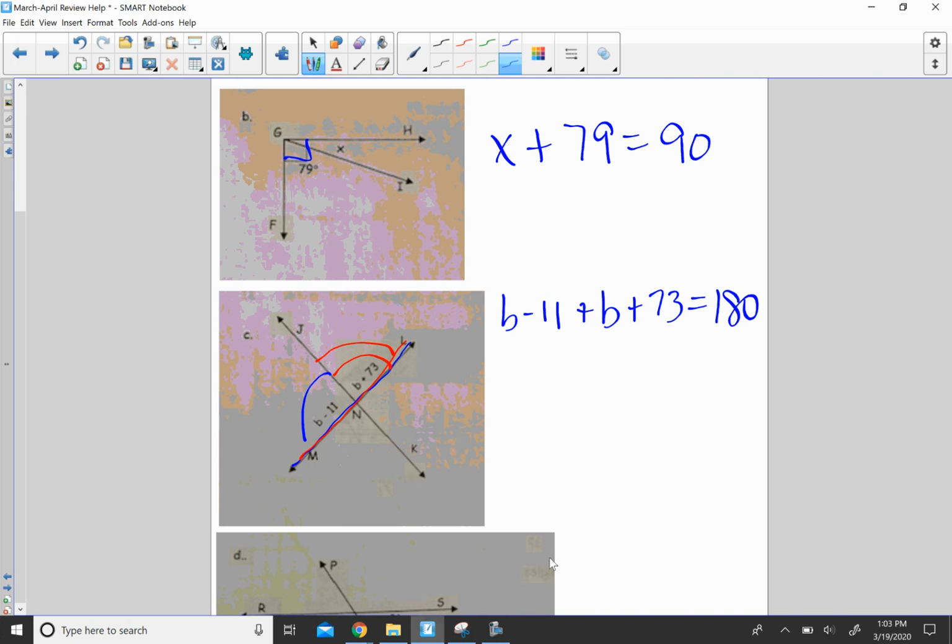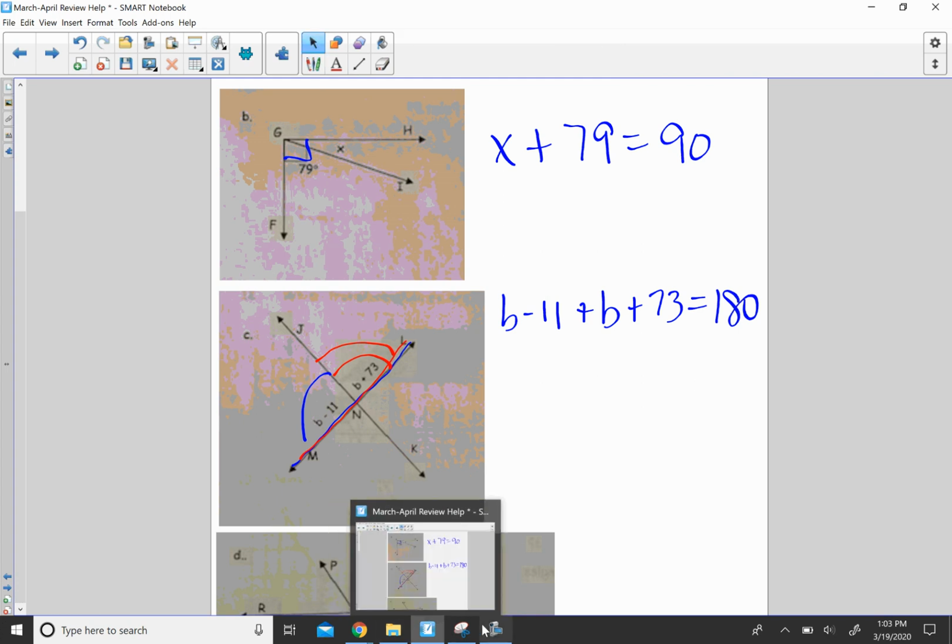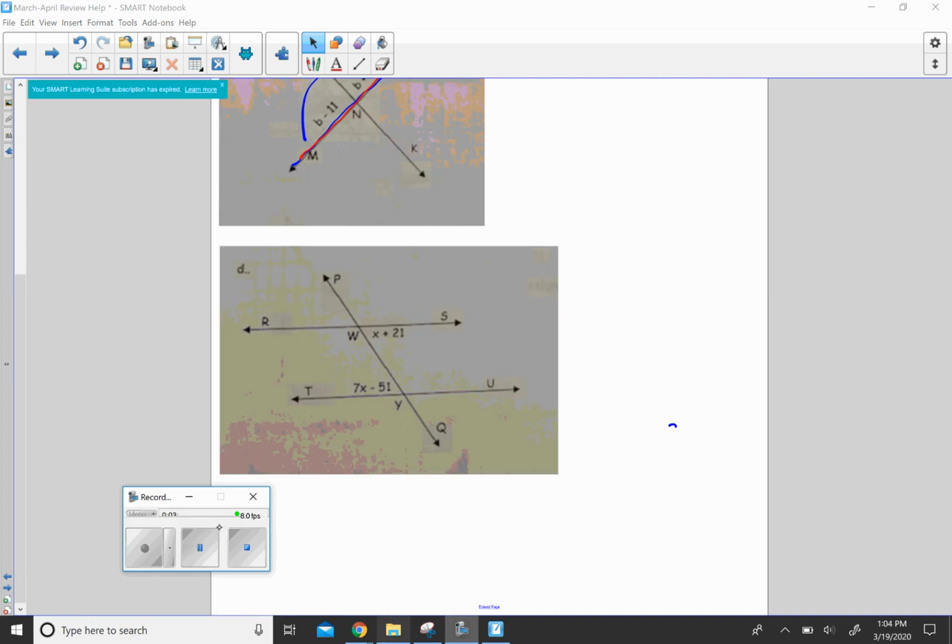And then letter D here. Let's see if I can move this up. I'm going to pause real quick. Okay, so that should be fixed now. So now we're looking at letter D. Oh, just opened up a whole bunch of things there.